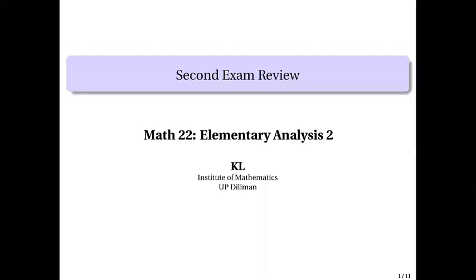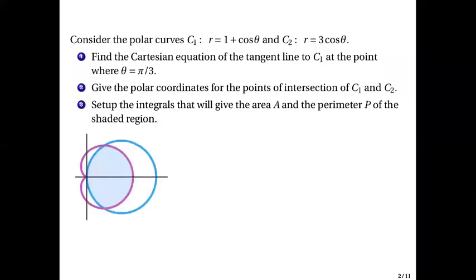So for today's discussion, we will do a review session for the second exam. So let us start with this first problem. Consider the polar curves C1, which is this cardioid, r equals 1 plus cosine theta. So it's this purple curve. And then C2 to be the circle r equals 3 cosine theta. So we have here the blue circle.